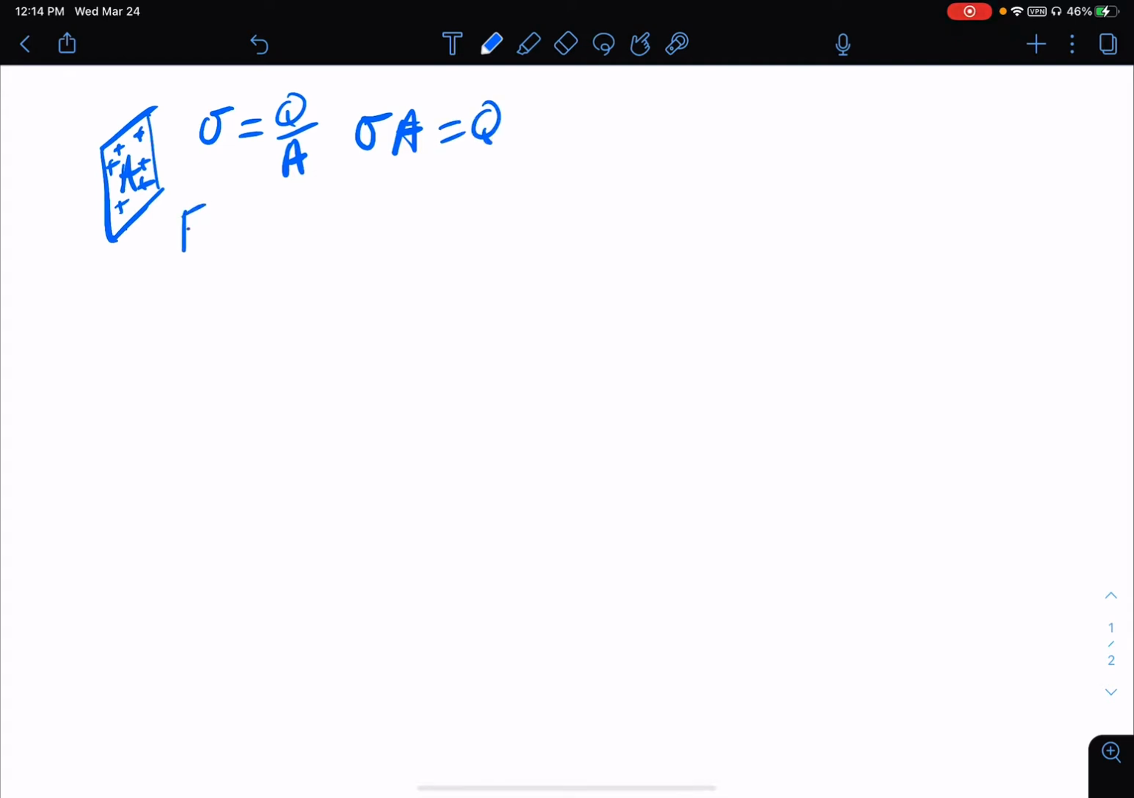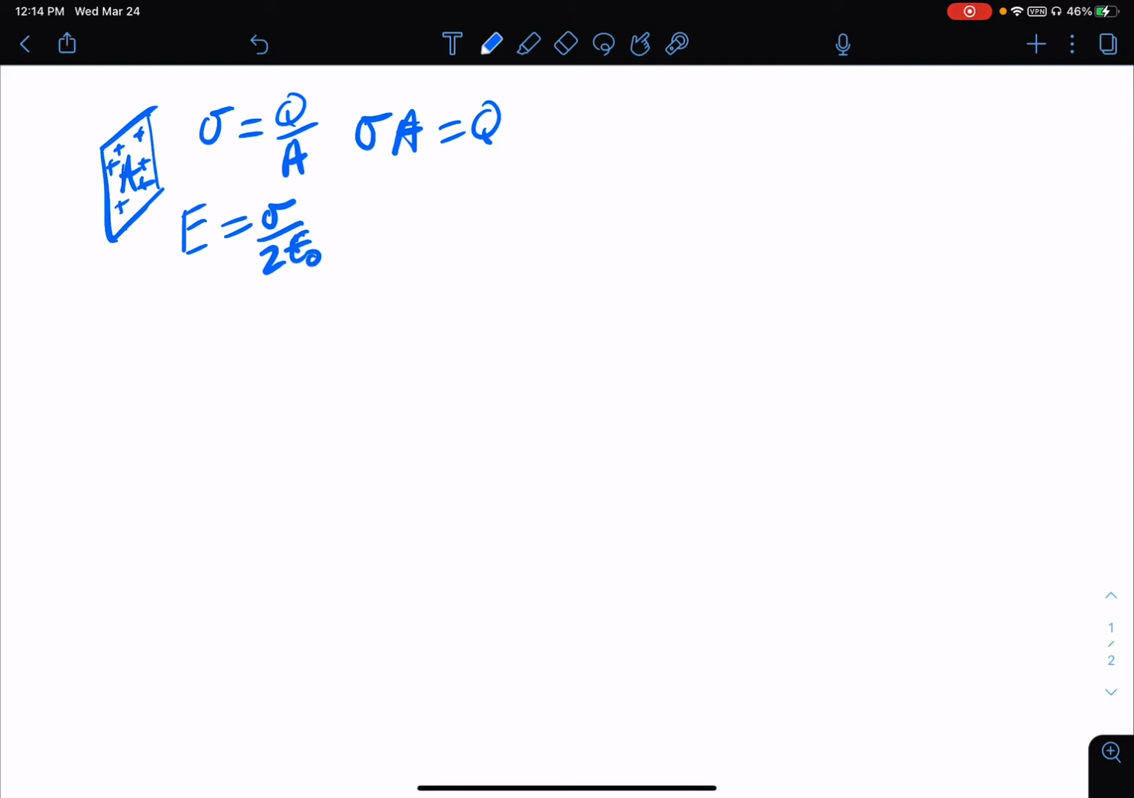Also, and I'm not going to redo this derivation, but as long as the area is very large, the near field approximation for the E field near a single charged plate is going to be sigma divided by 2 epsilon naught.